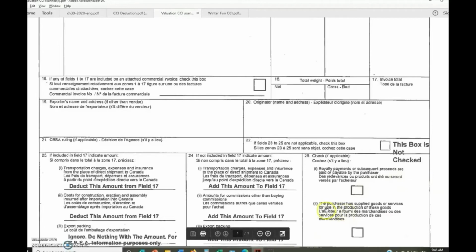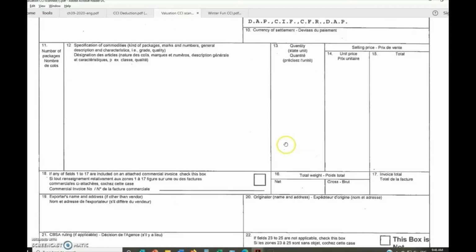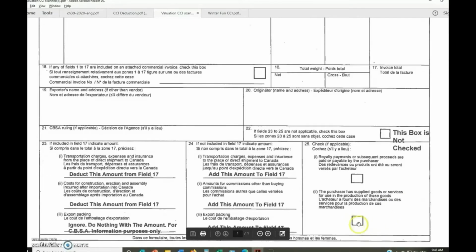Field 25II is the purchaser has supplied goods or services for use in the production of these goods. So the importer has given the manufacturer design drawings, maybe molds to help make the good, some assistance in producing the good. We have to check this box and tell customs that we're doing that. But we don't have to worry about changing field 17.